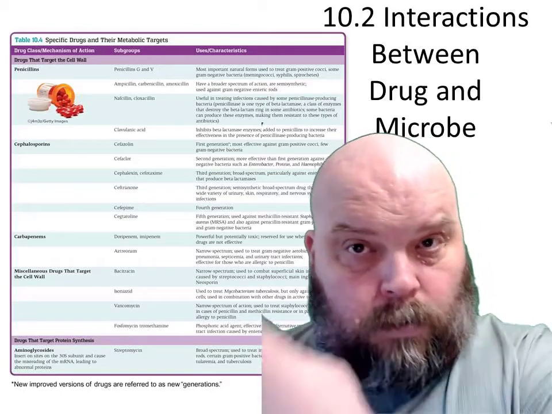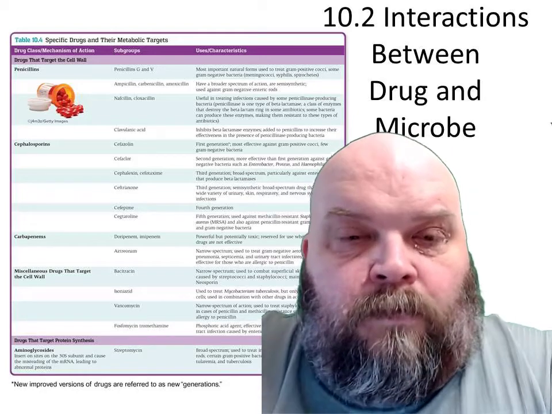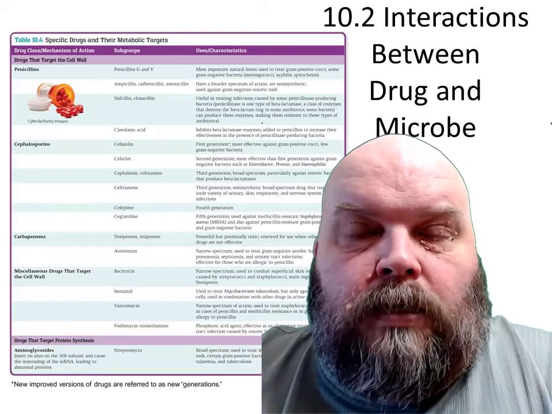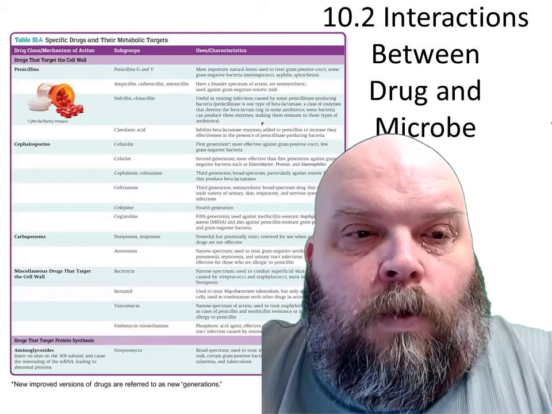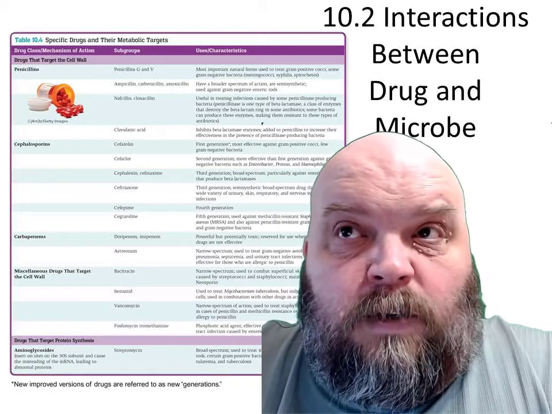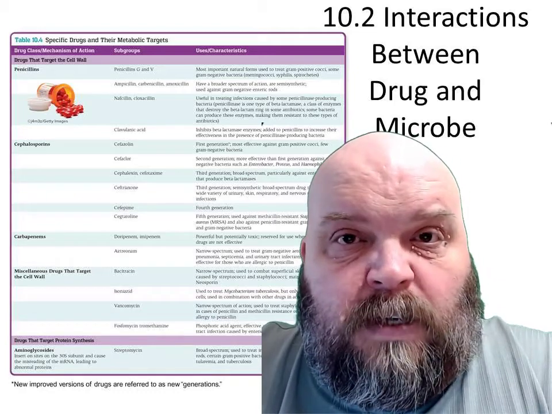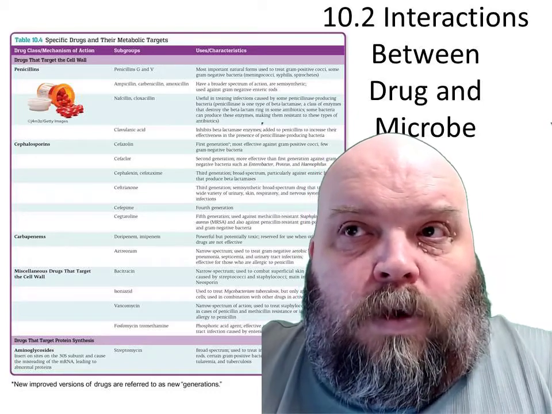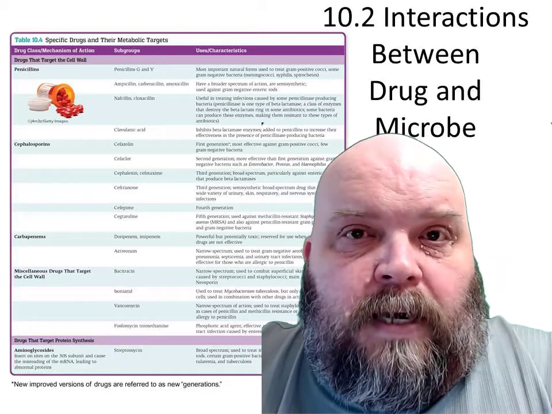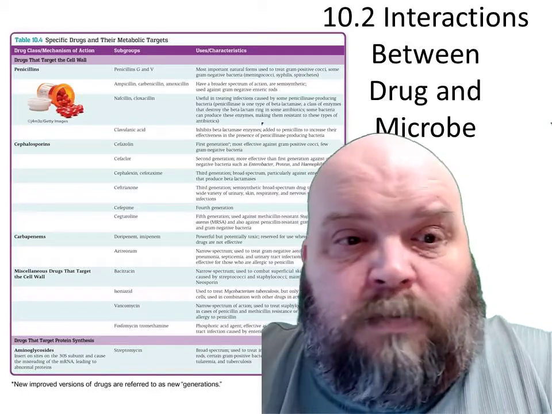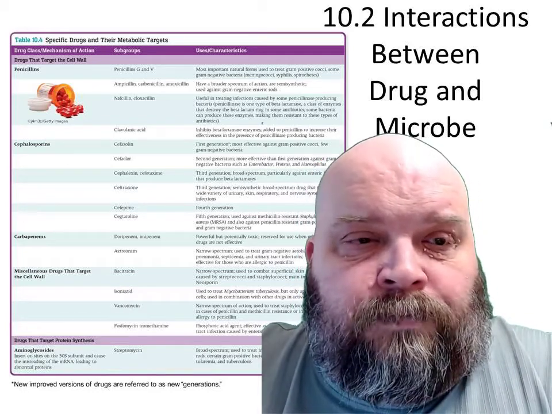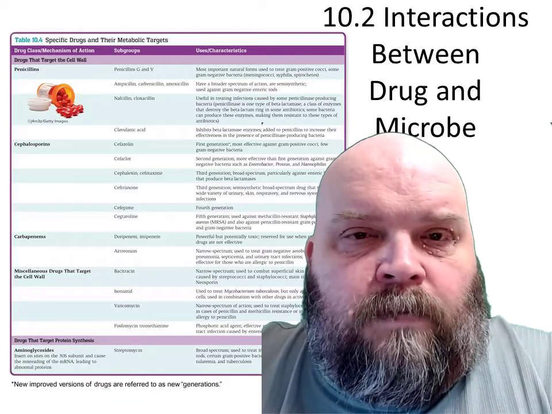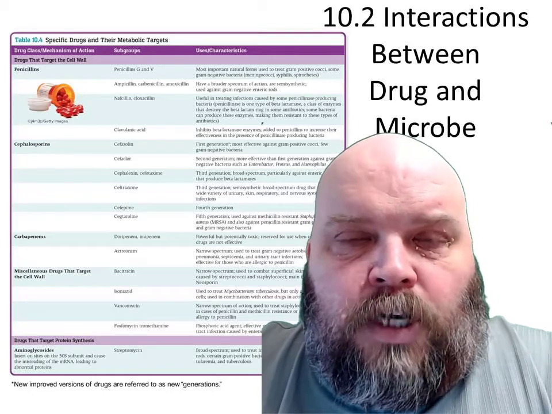When you look at the drugs here from table 10.4, you begin to see which drugs, we split them up into different classes and different groups, the penicillins, the cephalosporins. We subdivide, we divide them up by their target, cell wall, protein synthesis, things like that. And then we can also divide them by their generations.